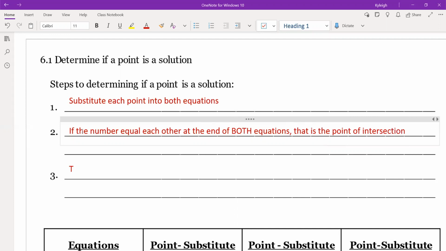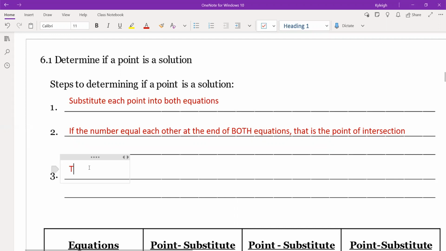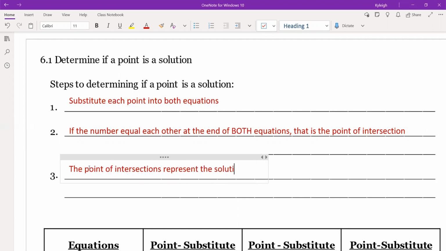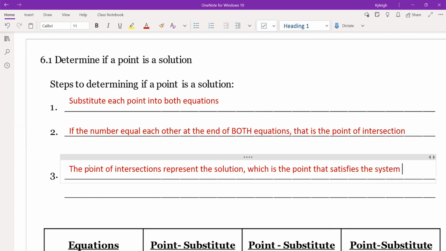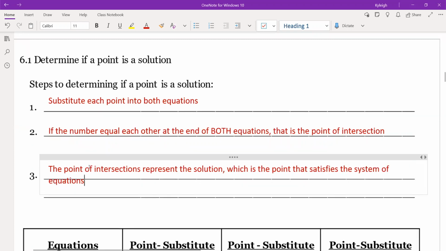It's going to be helpful for 6.2. So the point of intersection is where they both meet, both equations, and the point of intersection represents the solution, which is the point that satisfies the system of equations. I was having all sorts of typo moments there, sorry.